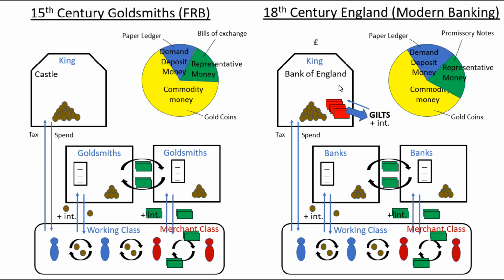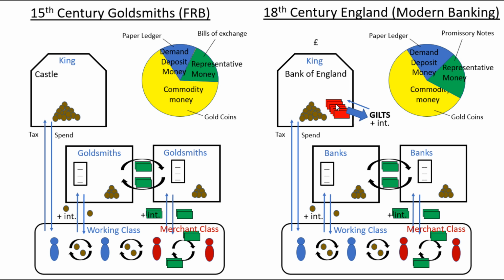So then we move forward to the Bank of England, and this is essentially the creation of modern banking. By now, these goldsmiths had turned into specialized banks, and there were a lot more promissory notes entering circulation, a lot more money being lent. So demand deposit money recorded at these banks' ledgers and representative money in circulation in the form of these promissory notes. But the majority of the economy is actually still gold and silver coins changing hands.